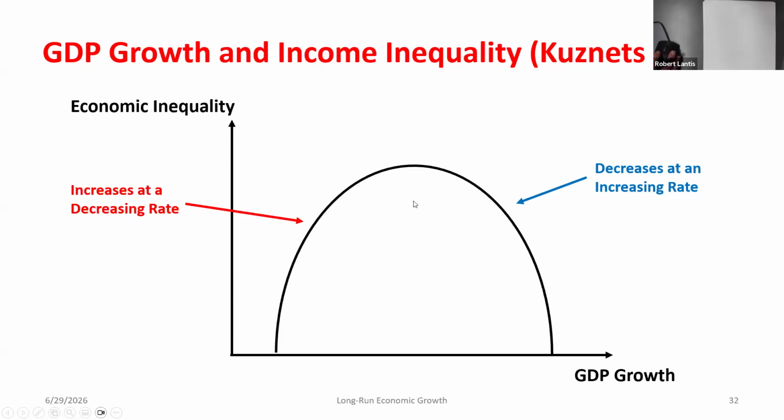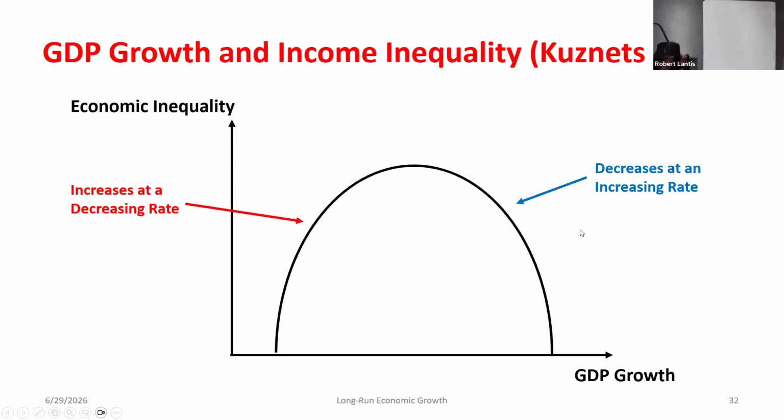Now, eventually, we start to get the levels of GDP where, once again, social mobility increases. We have more investments in these social programs that redistribute wealth. So once we get past this level of GDP growth or higher levels of GDP, we start to see that economic inequality actually starts to decrease. And not only is it decreasing, as GDP gets larger and larger, it's decreasing at an increasing rate.